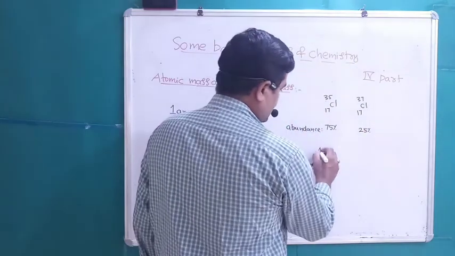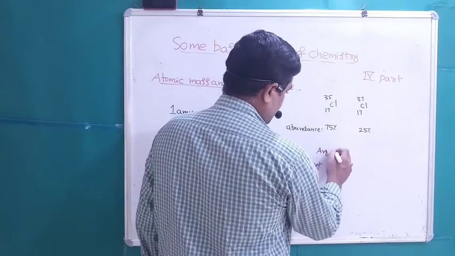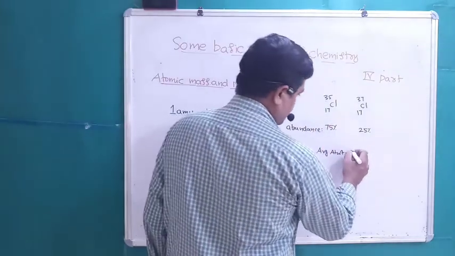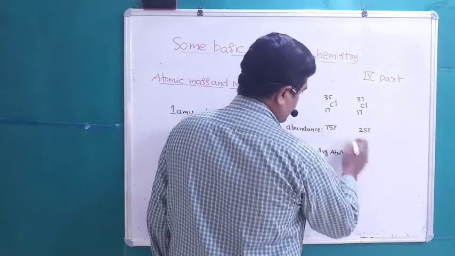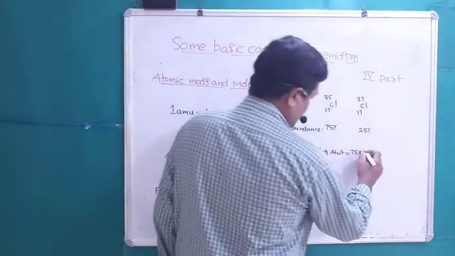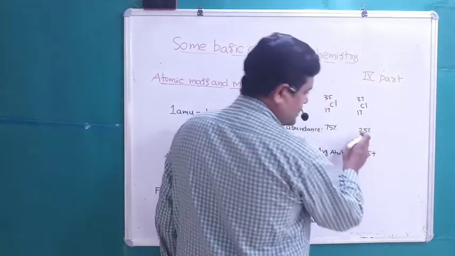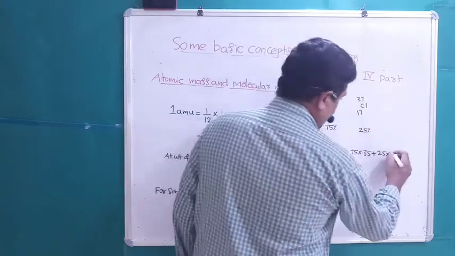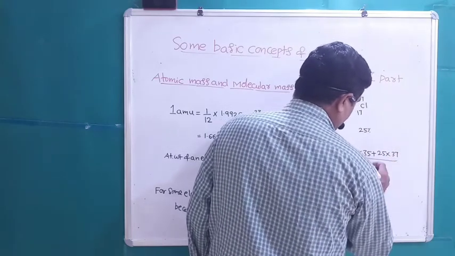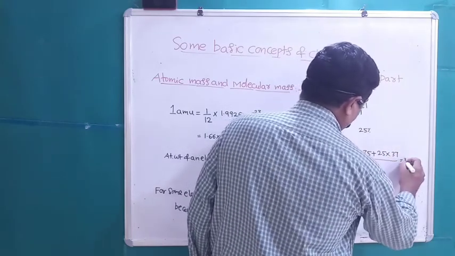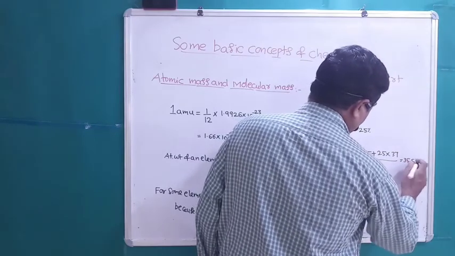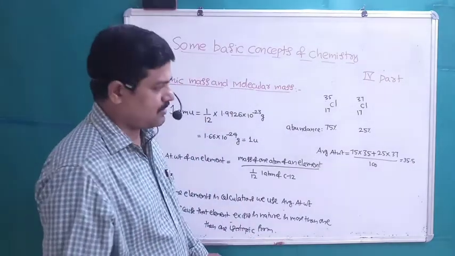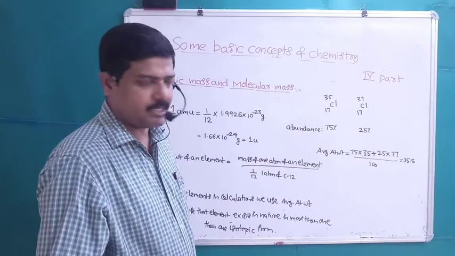So the average atomic weight of chlorine is 75 times the atomic mass of this isotope, 35, plus 25, the percentage of the other isotope, times its atomic mass, 37, divided by 100. By simplifying this, we get the average atomic weight of chlorine as 35.5. Generally, in all calculations, we will use the atomic mass of chlorine as 35.5.